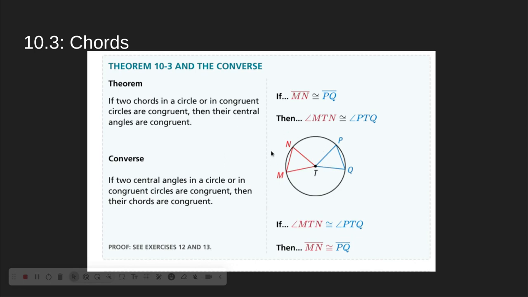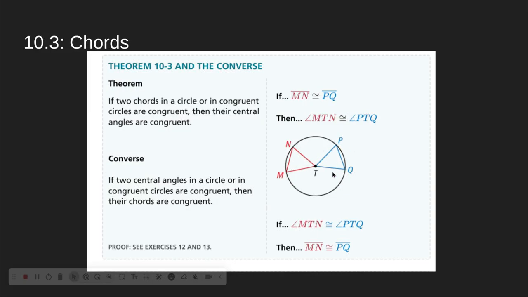So what are we learning here? Again, most of these things make sense. If the chords are equal, then the angles that intersect those chords are equal. That makes sense. And then the converse is also true. So if the angles are equal, then the chords are equal.